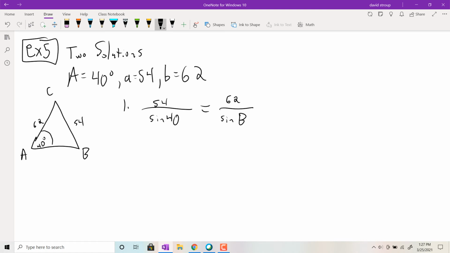It's one equation, one unknown, but the problem is you're going to have to do the sine inverse. So watch. I'm going to move the sine to the left side and then multiply by the 54 over sine 40, or really divide it to the other side. So you end up with 62 sine 40 all over 54. My next step then is to take sine inverse on both sides. If you take sine inverse of sine of B, you end up with B on the left, and on the right you'll have sine inverse of 62 sine 40 all over 54.